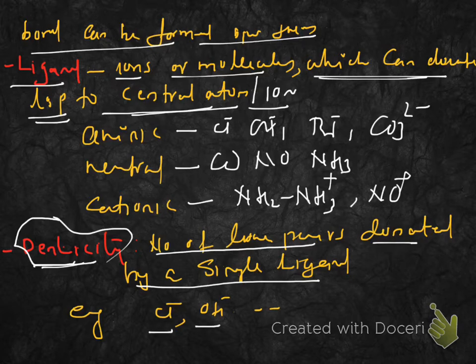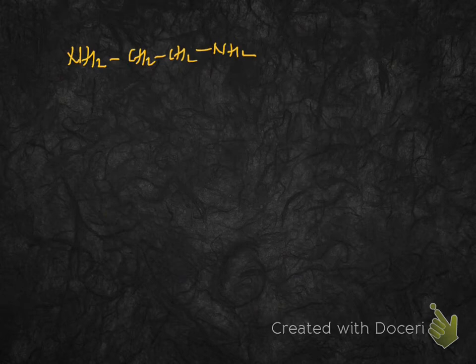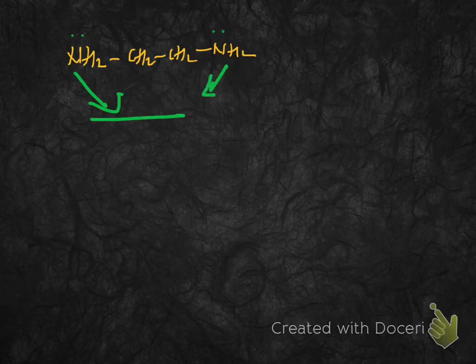Cl minus, OH minus, etc. are monodentate ligands since they can donate only one lone pair at a time. At the same time, NH2 CH2 CH2 NH2: here, this nitrogen can donate lone pair. This nitrogen also can donate lone pair. So, they can donate two lone pairs at the same time. So, they are bidentate.